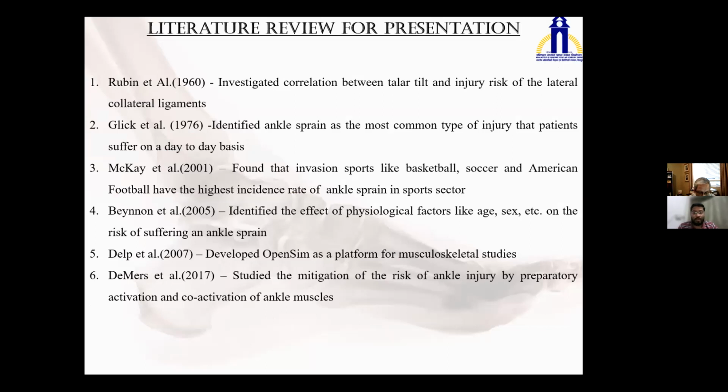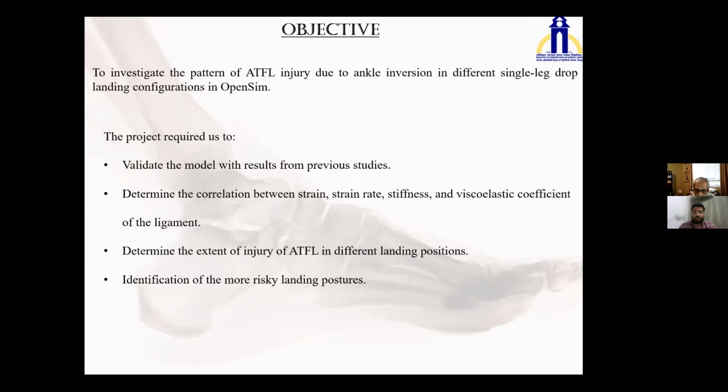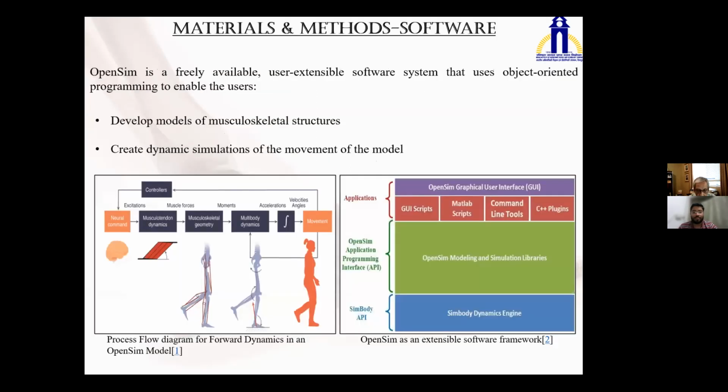This is some paper from which we took the motivation for our work: the investigation pattern of ATFL injury due to ankle inversion in different single leg landing configurations in OpenSim. The project required us to validate the model with results from previous studies, determine the correlation between strength, stiffness, and viscoelastic coefficient of the ligament, determine the extent of the injury of ATFL in different landing positions, and identify the more risky landing postures.